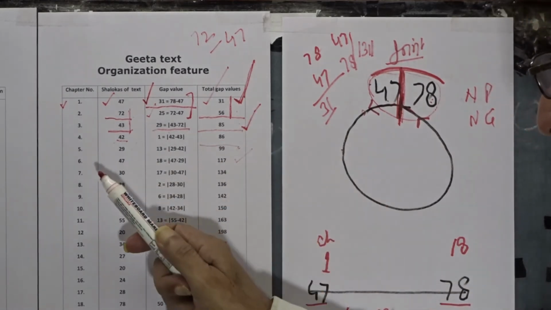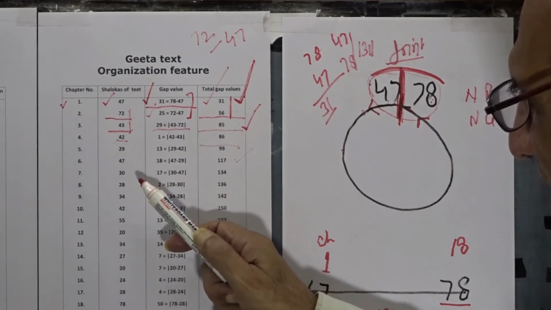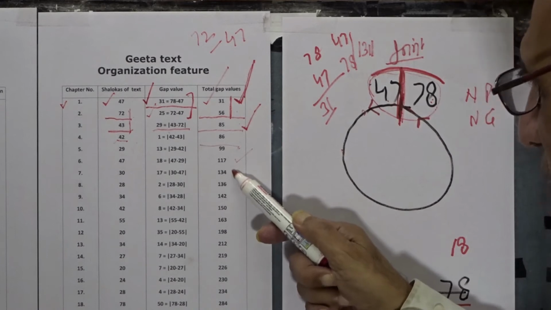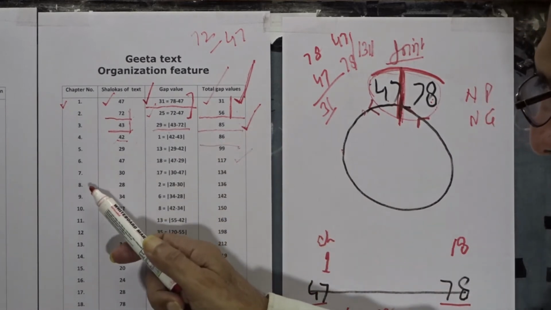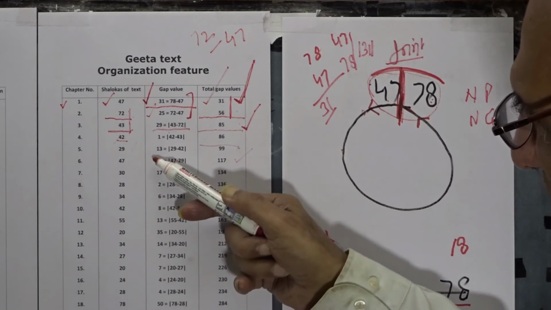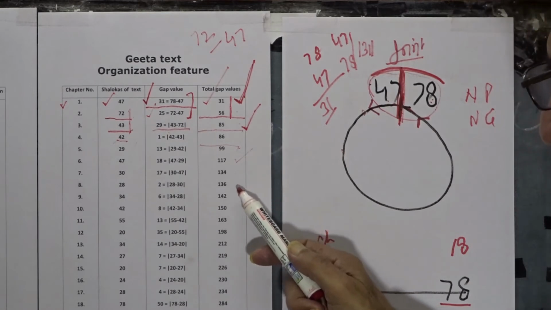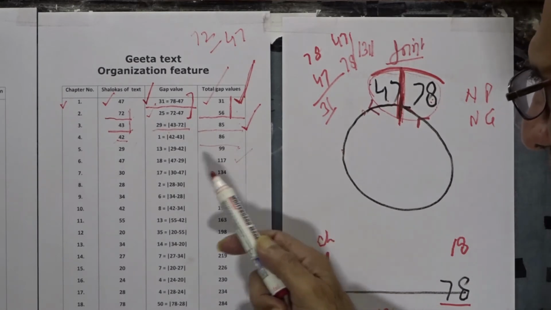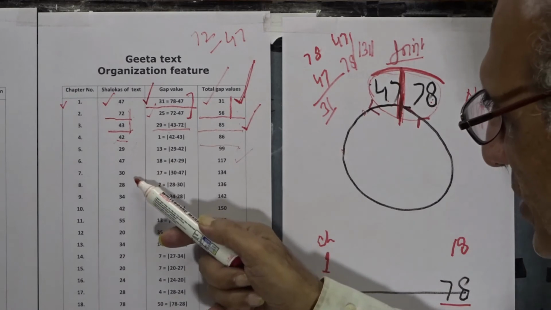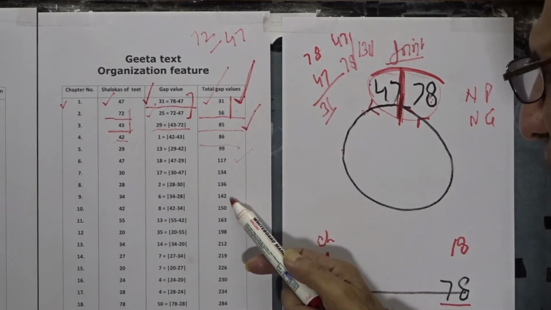117. Chapter 7 is of 30 shlokas range, and the difference value of 47 and 30 is 17, and 17 plus 117 takes us to value 134. Chapter 8 of Srimad Bhagavad Gita is of 28 shlokas range. The difference value of 30 and 28 is 2. 2 plus 134 takes us to value 136. Chapter 9 is of 34 shlokas range. The difference value of 28 and 34 is 6. 6 plus 136 takes us to value 142.